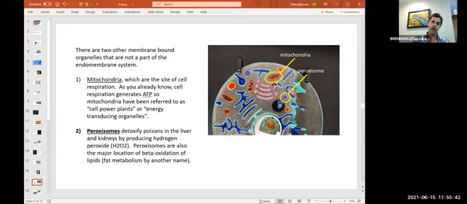So mitochondria are basically going to take glucose, sugar, and oxygen, and what they're going to do is harvest the energy by combining those two. So you can say they're energy transducing organelles, cell power plants. They make a chemical called ATP, adenosine triphosphate.